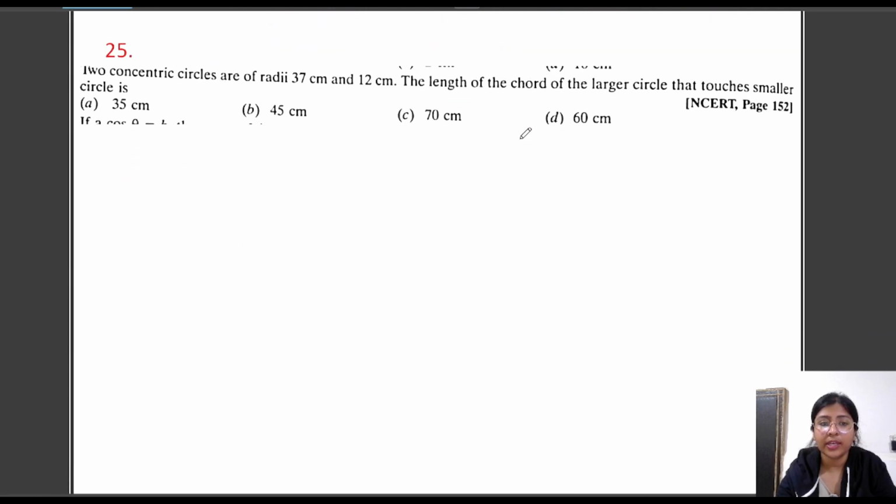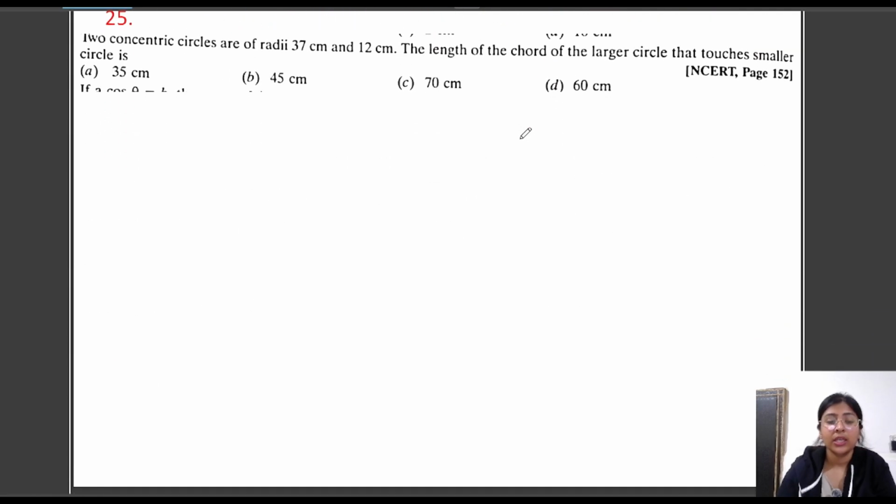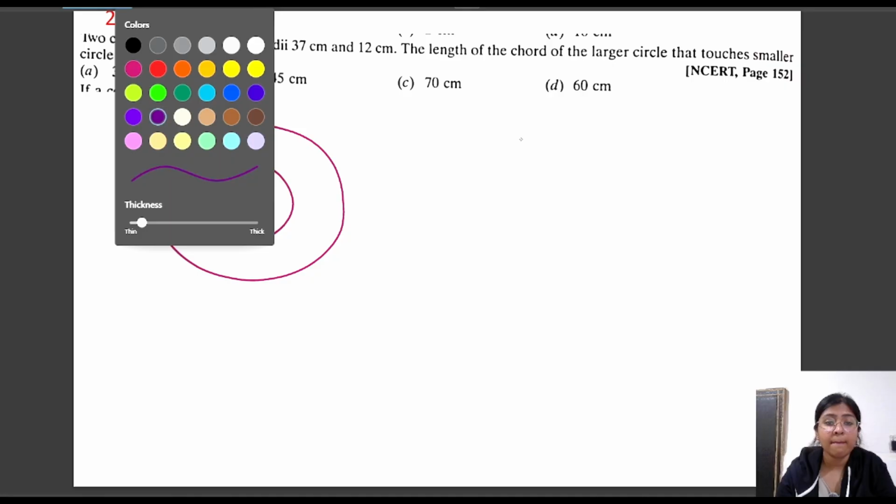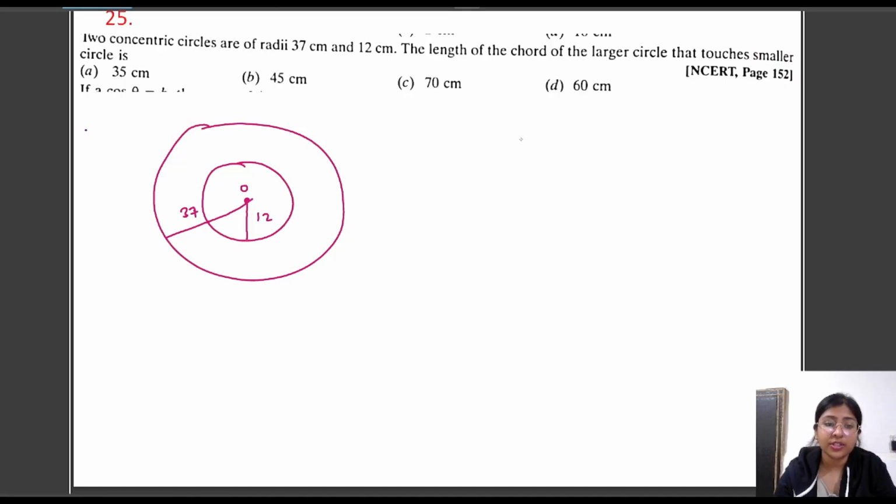Okay, now the next question. Two concentric circles of radii 37 and 12. Two concentric circles, so what will be their center? Same. So we assume O is the center of both the circles. The bigger circle has the larger radius and the smaller circle has the smaller radius. So it is 37 and this is 12. What are they asking? The length of the chord which touches the smaller circle. We need to find out this total length.